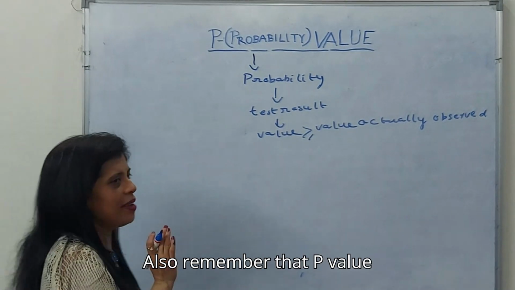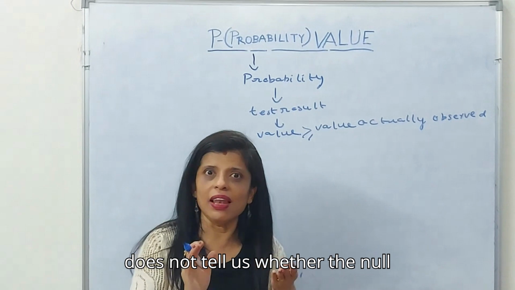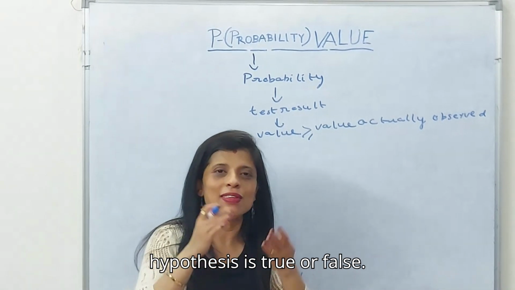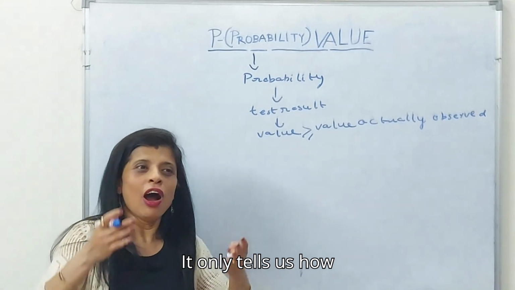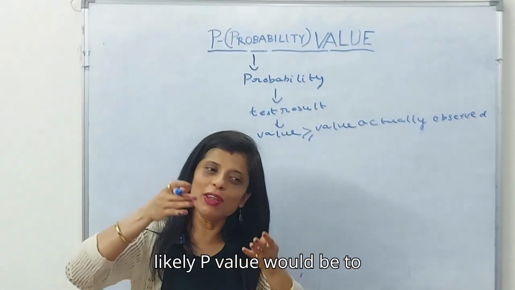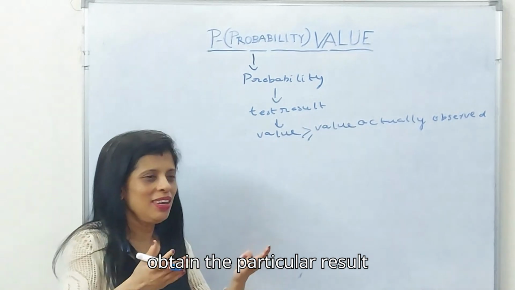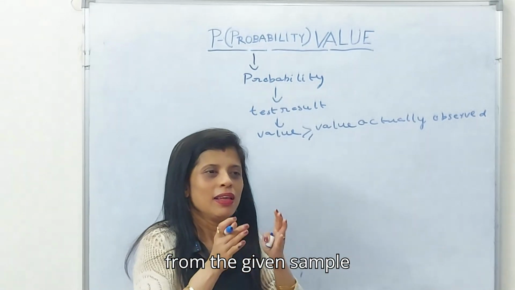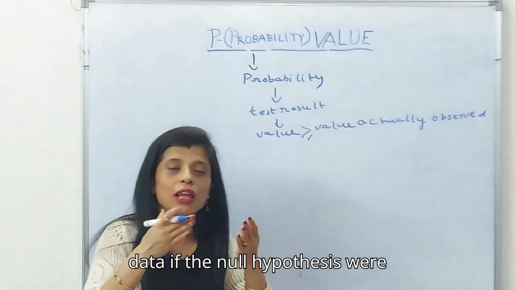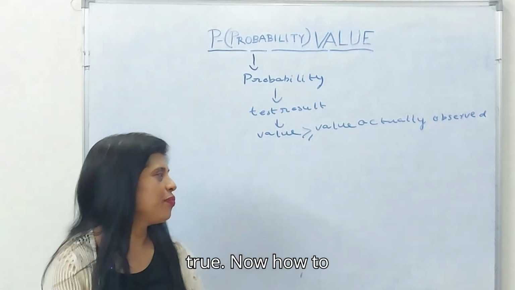Also remember that p-value doesn't tell us whether the null hypothesis is true or false. It only tells us how likely it would be to obtain the particular result from the given sample data if the null hypothesis were true.